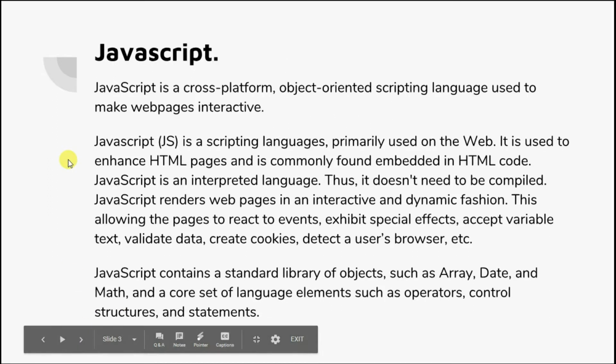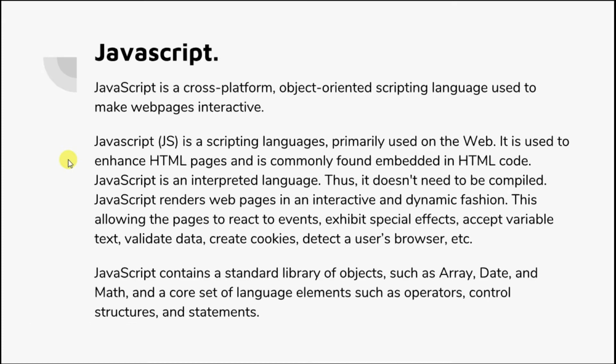JavaScript is a cross-platform, object-oriented scripting language used to make web pages interactive. It is primarily used for the web, to enhance HTML pages, and is commonly found embedded in HTML code. JavaScript is an interpreted language, thus it does not need to be compiled. JavaScript renders web pages in an interactive and dynamic fashion.